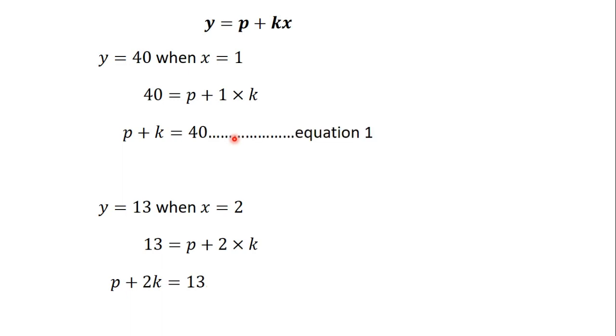So we have this here as our first equation, or equation 1. And we have this here as our second equation, or equation 2. Now we have two linear equations with two variables. So we are going to solve them simultaneously for the value of p and the value of k. We are going to solve the simultaneous equation in the next video.